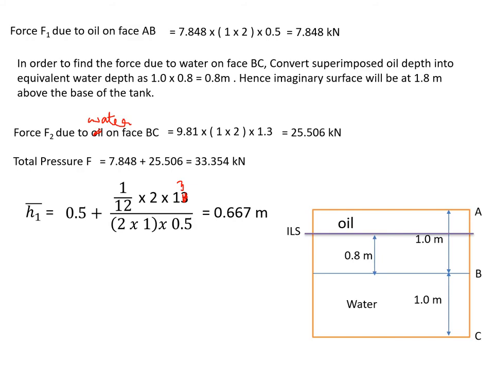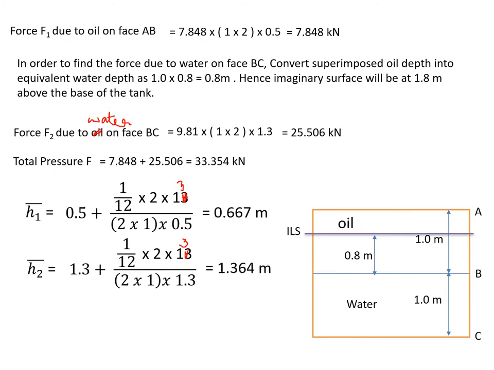So similarly now I want to find out H2 bar, that is for CG. Okay, that is the position of F2 from the free surface. Here for the water, the free surface will become now ILS, that is the imaginary liquid surface. I will get the H2 bar from ILS. So therefore H2 bar will be again 0.8 plus 0.5, which is 1.3, plus BD cube by 12, which is 2 into 1 cube. Okay, so area is 2 into 1, so x bar is 1.3, which gives 1.364 meters.